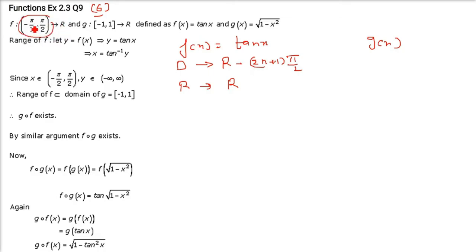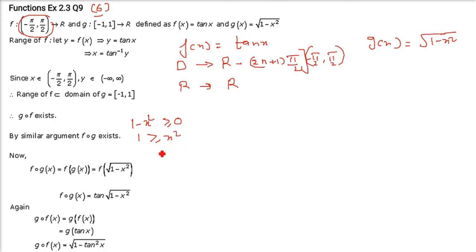Root of 1 minus x square. If you see the domain, it is minus pi by 2 to pi by 2, since it is already given in the question. Now coming to g(x) equals under root 1 minus x square. Inside the root it cannot be negative, so it has to be positive. So 1 minus x square should be greater than or equal to 0. So x square should be less than or equal to 1.